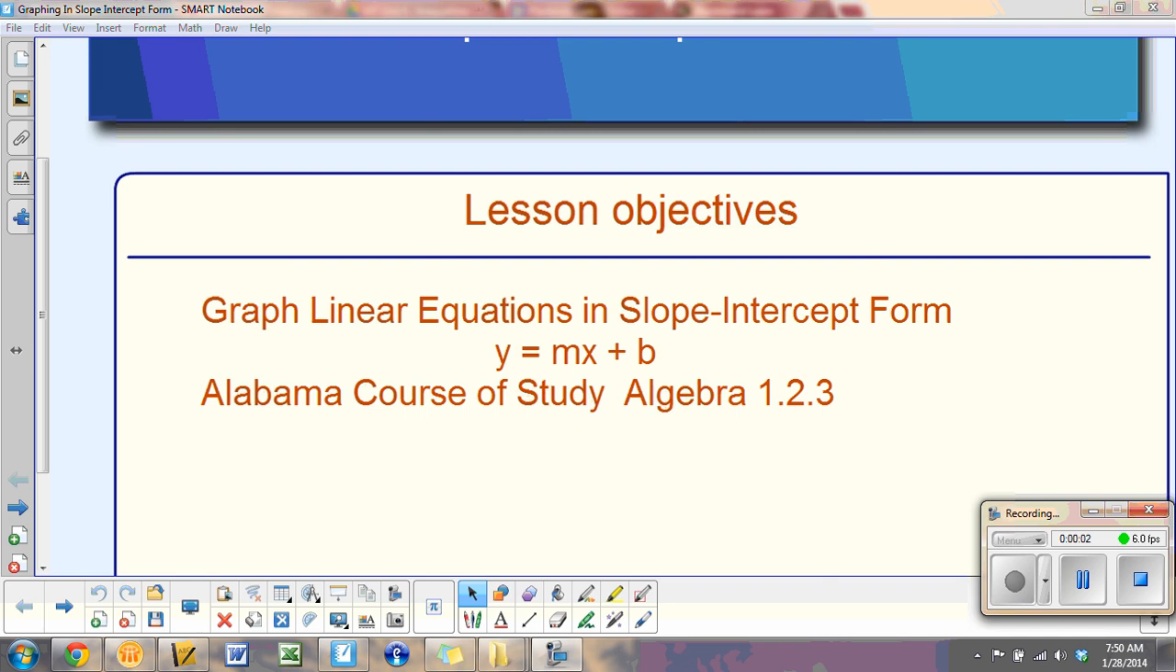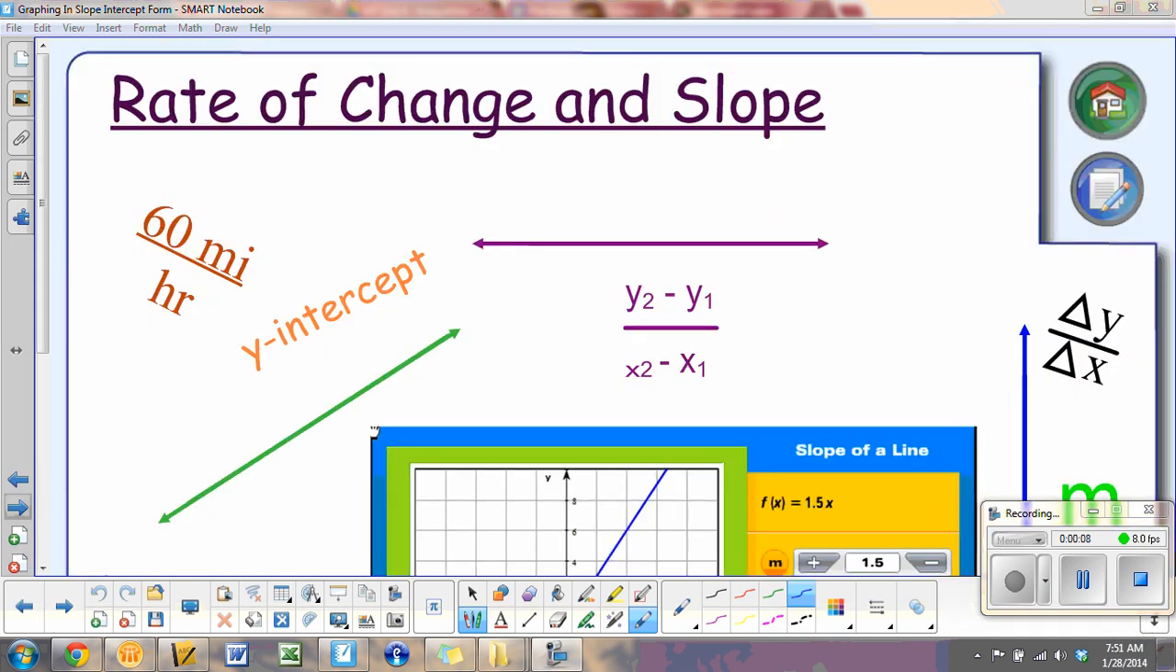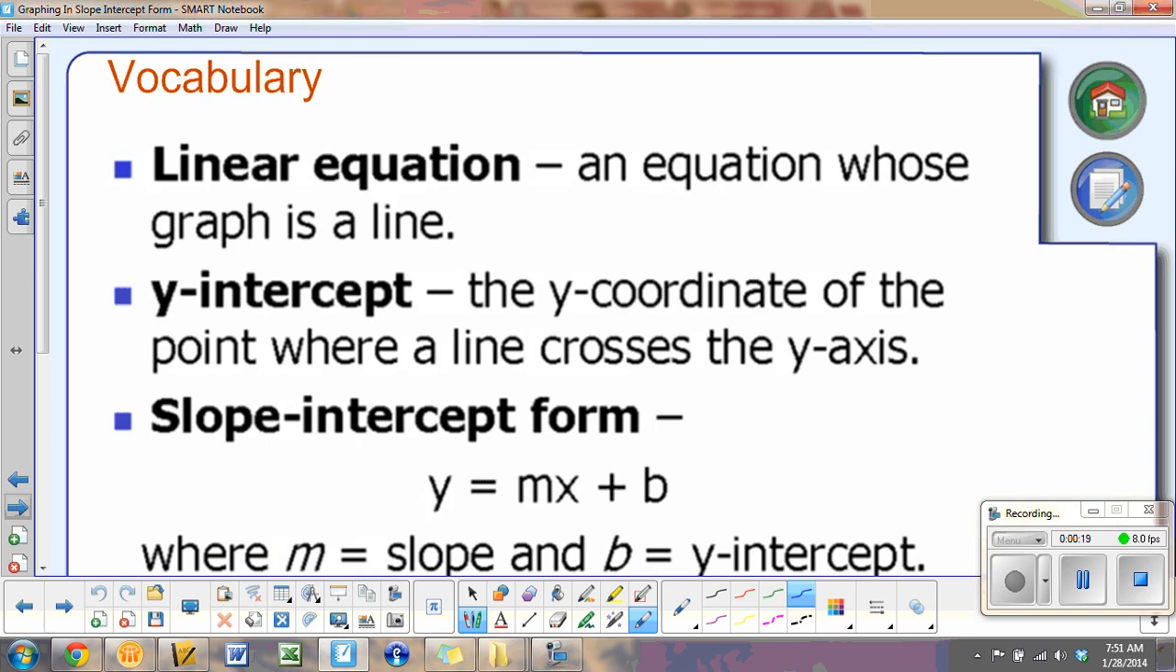Okay, we're going to talk about graphing from an equation today. So we've looked at these equations a lot: equations of lines, slopes of lines, lines that go through the origin, which is (0, 0). Now we're going to look at how to graph a line if it doesn't. A linear equation is an equation whose graph is a line, and we've talked a lot about those.